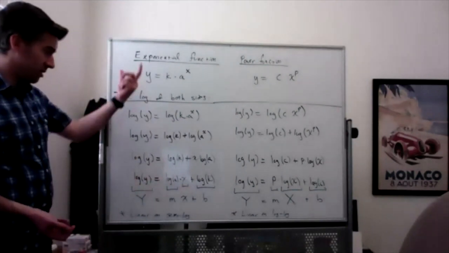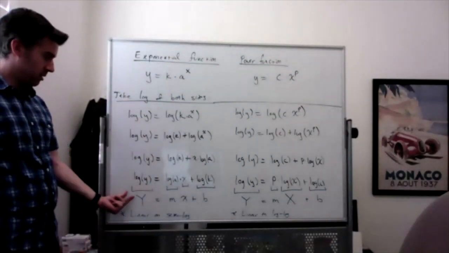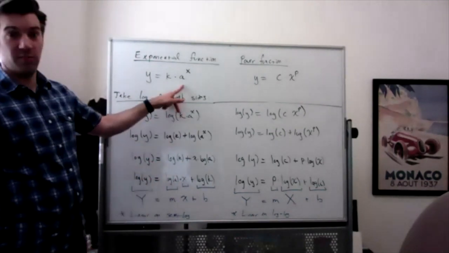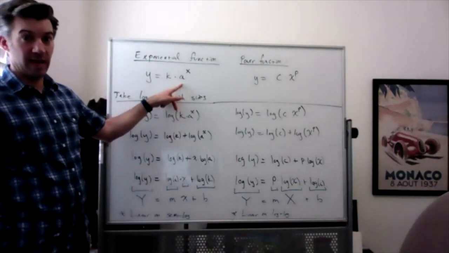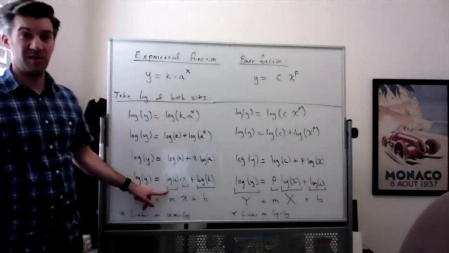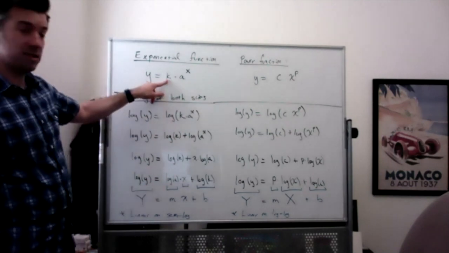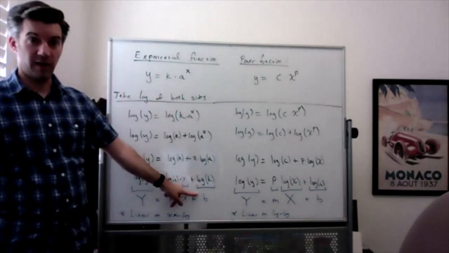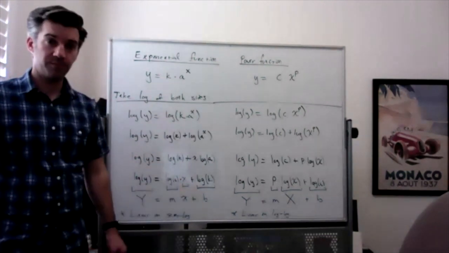And so this is what it's always going to look like. You're going to end up with some capital Y equal to your slope times x plus d, and your slope's going to be log of your base. That's always what's going to happen. So whatever this a here is, your slope is always going to be log of a. And whatever this constant up front here is, your y-intercept is going to be log of that value there. So your d is log of k.